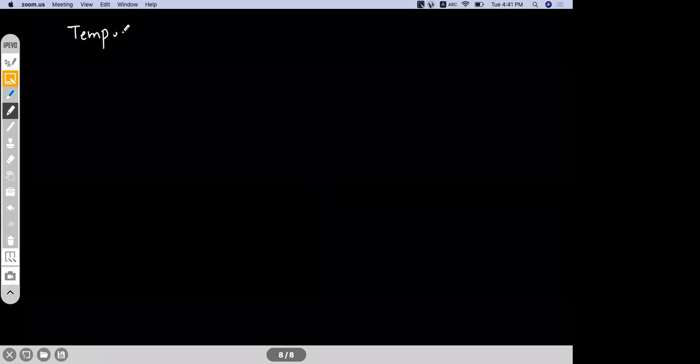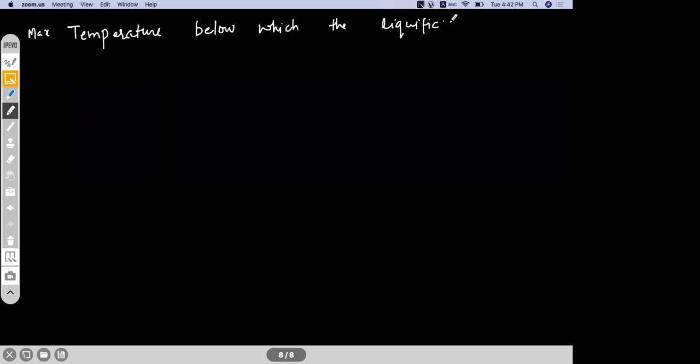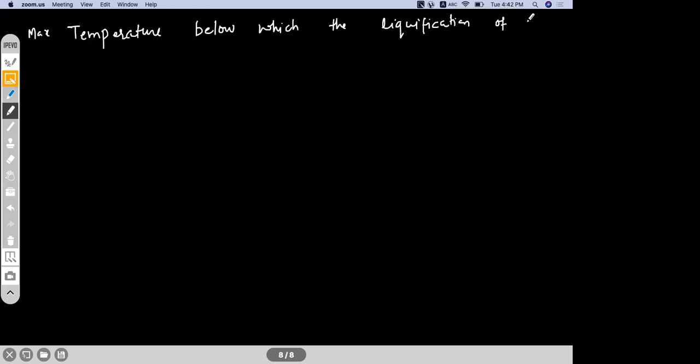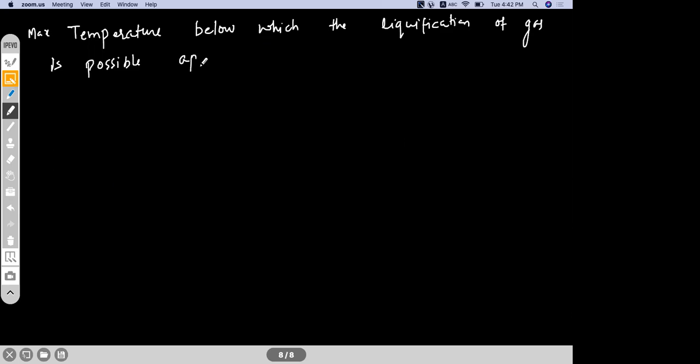Temperature below which, or maximum temperature, you can also write down. It is a maximum temperature below which the liquefaction of gas is possible by applying pressure. Okay, so must keep this in mind. Both ways we can define.